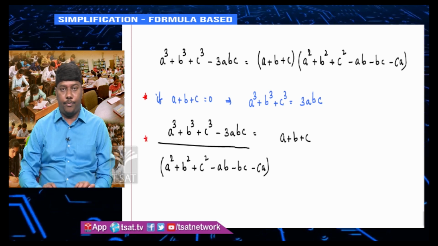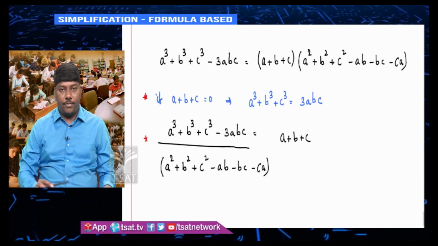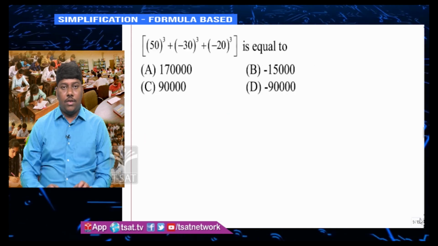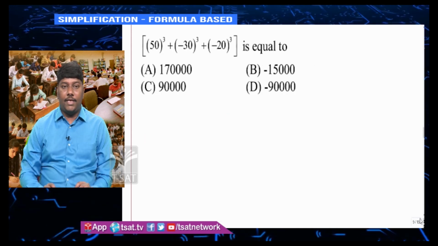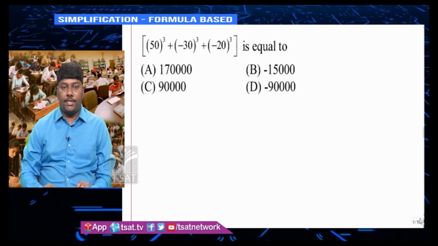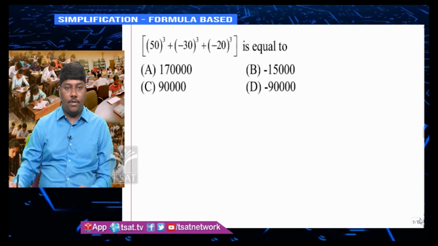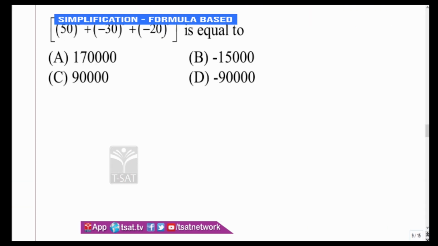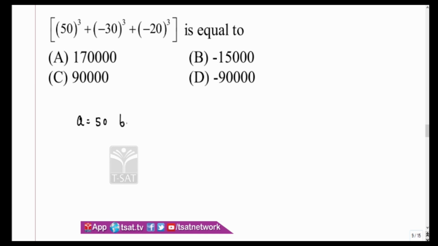These two are very, very important. Now, look at the sums based on this formula. Now, look at this sum, 50 cube plus (minus 30) whole cube plus (minus 20) whole cube. Here, if you do it normally, it will take a little time, but if you identify that A is 50, B is equals to minus 30, C is equals to minus 20. So here A plus B plus C is equals to 0.